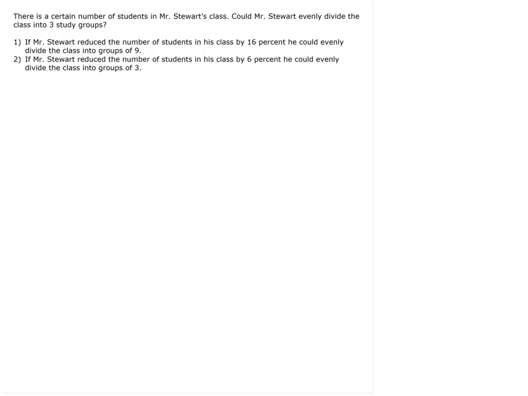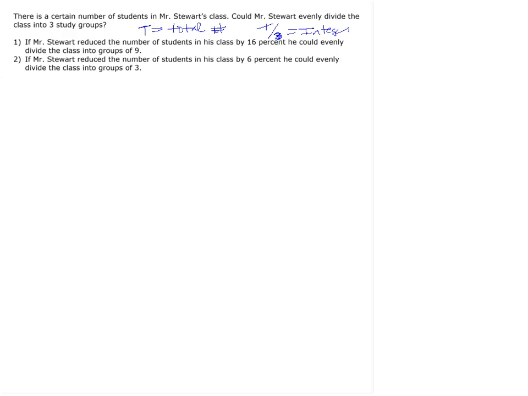Okay, so let's do this, guy. So there's a certain number of students in the class. Could we divide the class evenly into 3 study groups? So why don't we just say T is equal to the total number of students who are in the class. And we want to know, basically, is T over 3 an integer, right? The only way we could divide something into 3 smaller groupings is if that number is a multiple of 3.